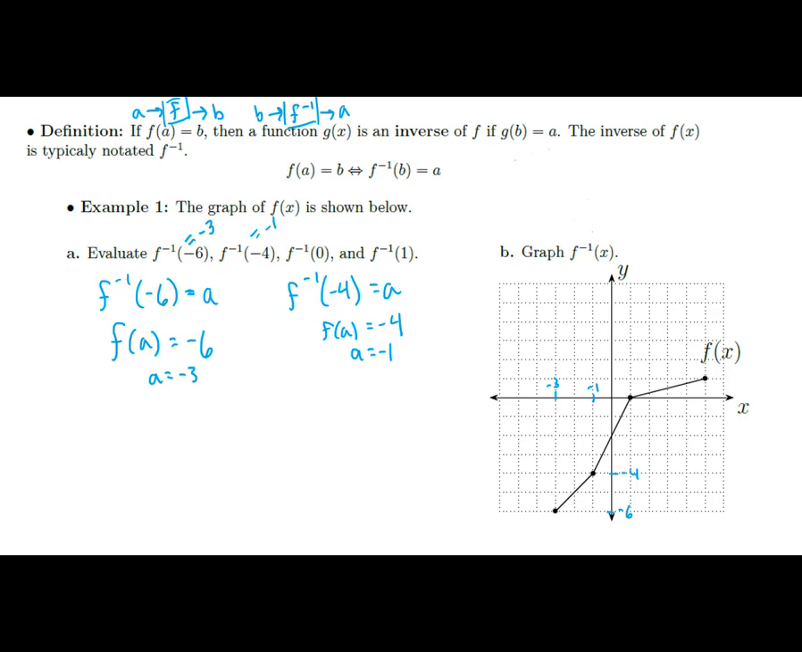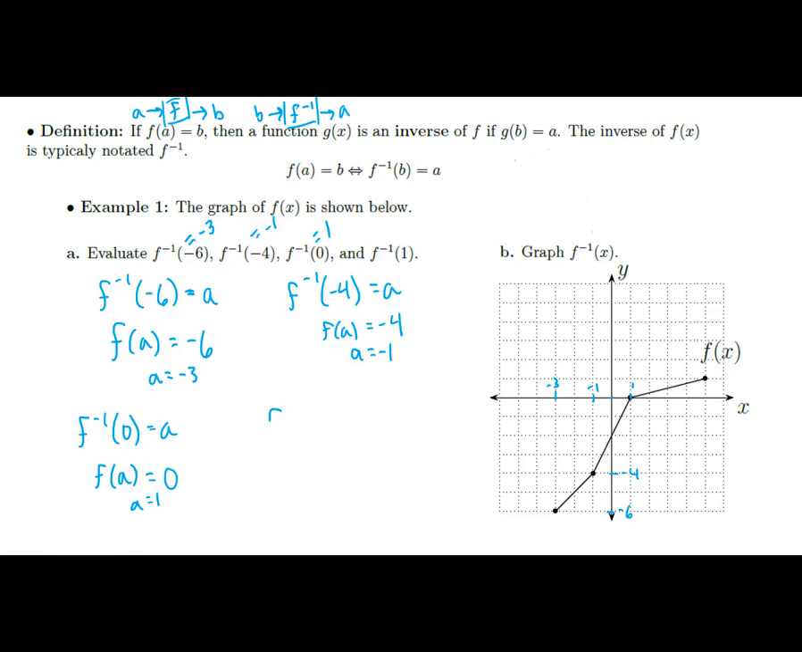All right, so then f inverse of 0 is equal to a. That must mean that if I put a as the input for f, it'll spit 0 out. So when we're at y equals 0, we can see that we're at an x value of 1. So a must equal 1.